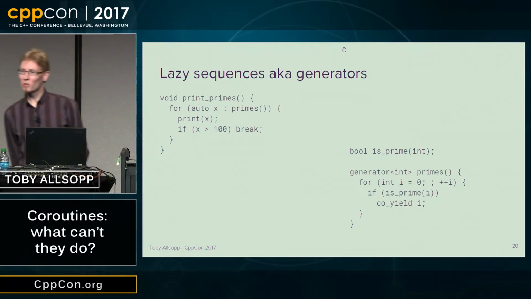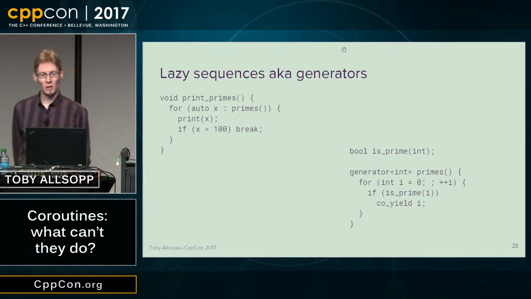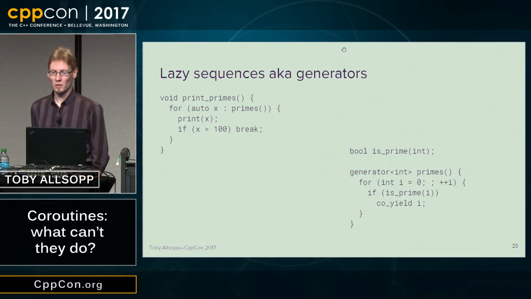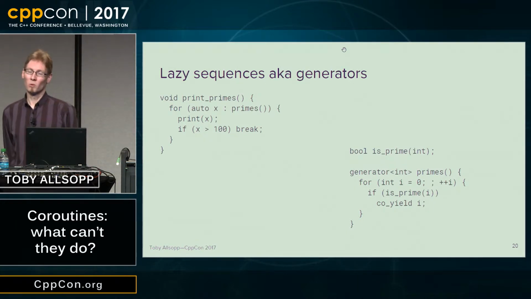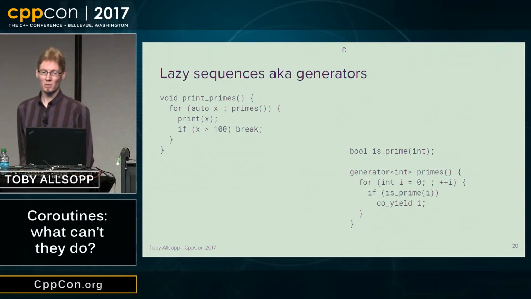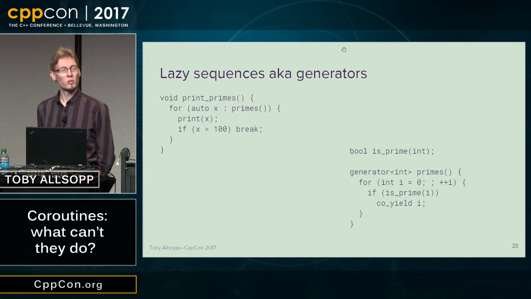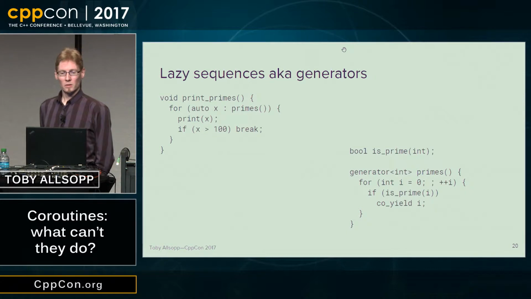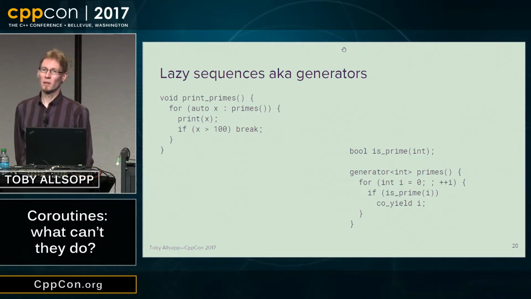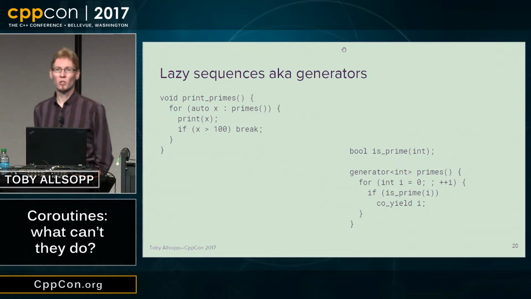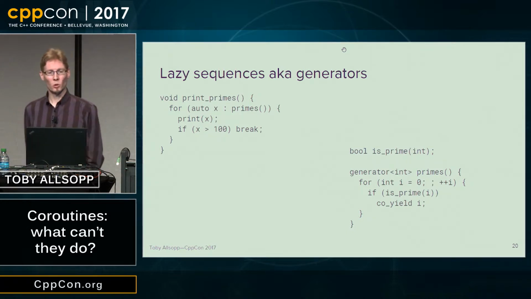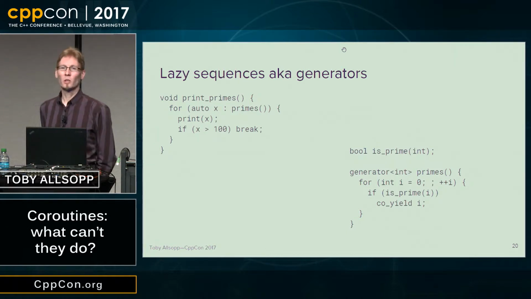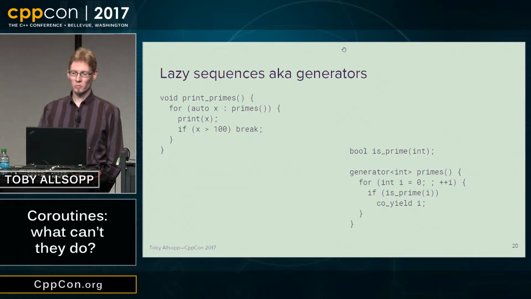So lazy sequences or generators, the coroutine is on the right here. So we've got something that returns a generator of int, which just gives you more or less infinite list of prime numbers. And the caller's on the left there. It just looks like a normal loop, and it is a normal loop. The nice thing there is that the coroutine doesn't need to care about the termination condition. That's taken care of in the caller. So the caller just stops calling it when it's had enough, and the coroutine won't deliver any more values if it's not asked for them.